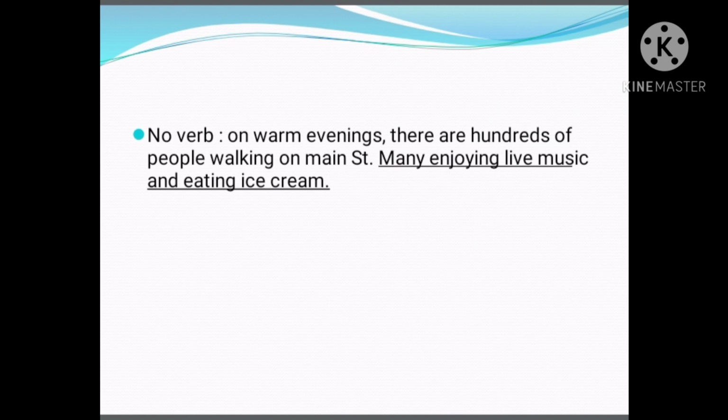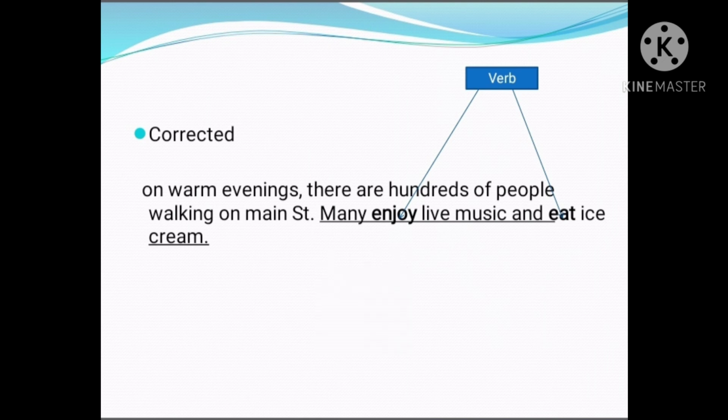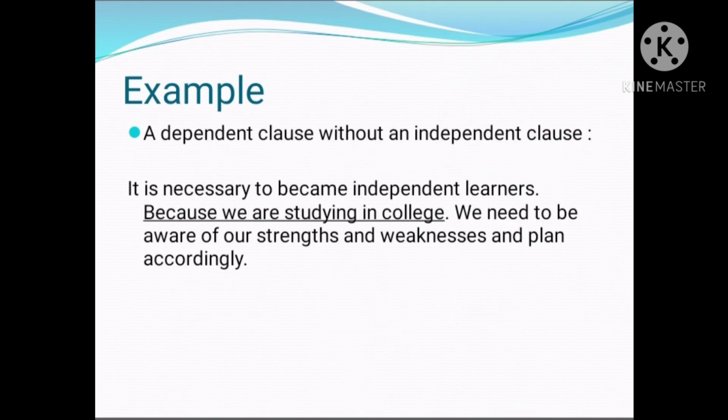No verb. On warm evenings, there are hundreds of people walking on Main Street, many enjoying live music and eating ice cream. Corrected: on warm evenings, there are hundreds of people walking on Main Street, many enjoy live music and eat ice cream. Example: dependent clause without an independent clause.